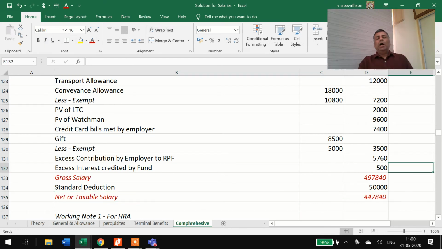Any doubt, ask me. Sir, how is it RPF? I should have given it as RPF. They will give it to you only as RPF. I just typed it as PF. It is RPF.